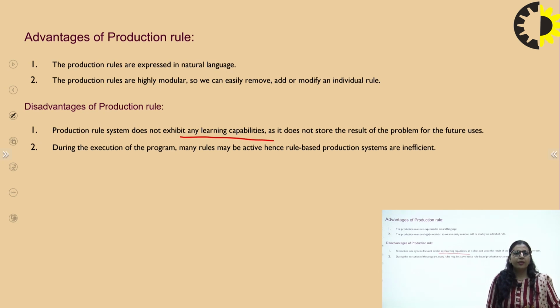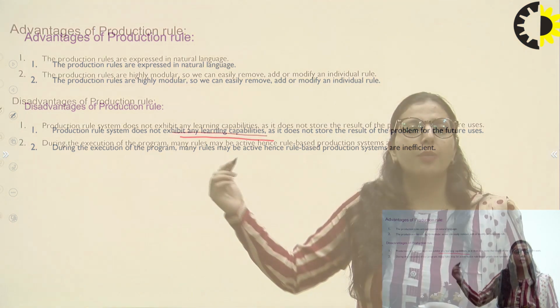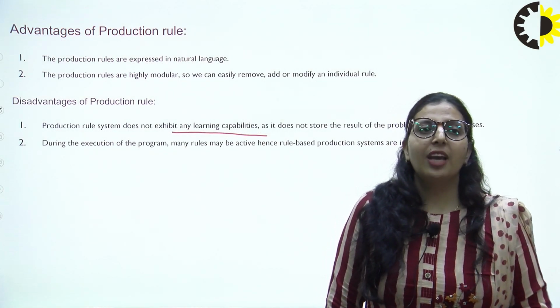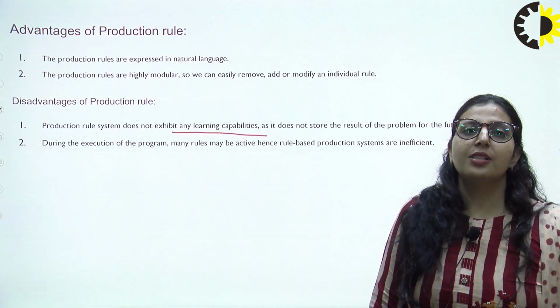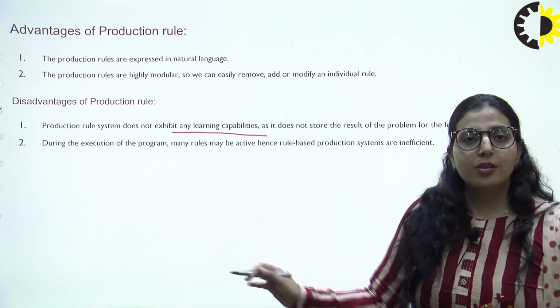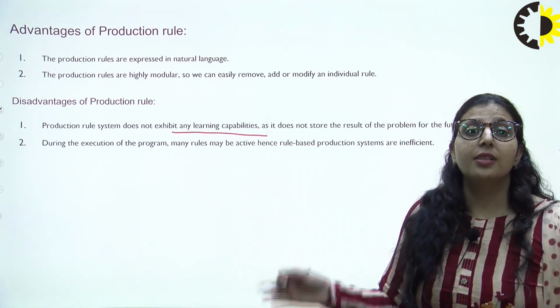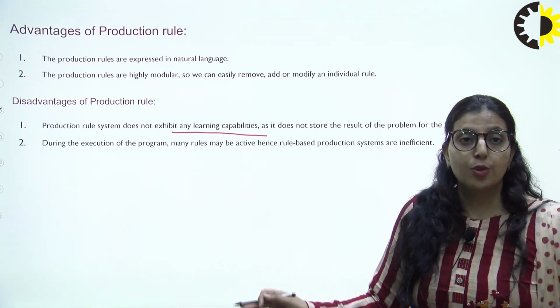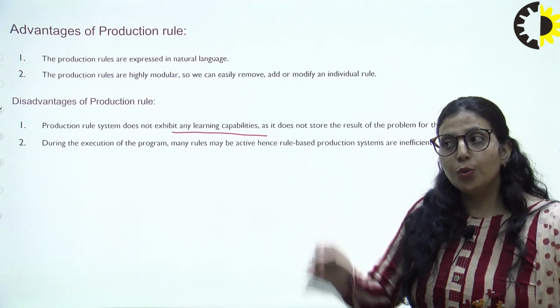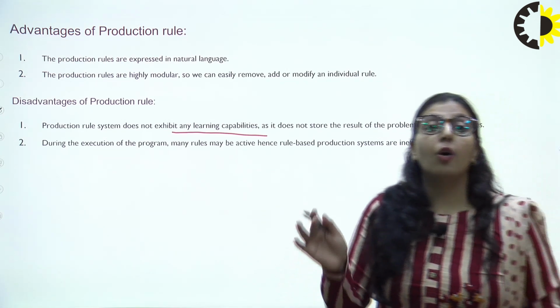It does not have the capability of learning, meaning that on the basis of the inferences and facts already stored in the knowledge base, we cannot create new knowledge. During the execution of a program, many rules may be active, hence rule-based production systems are inefficient. There are multiple rules that are active during the execution phase, so it is difficult for the artificial object to analyze which rule or which action it should take.